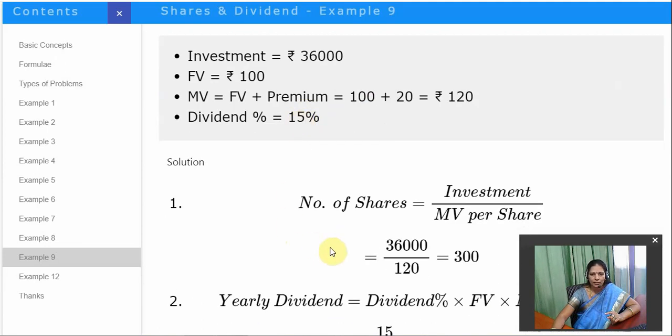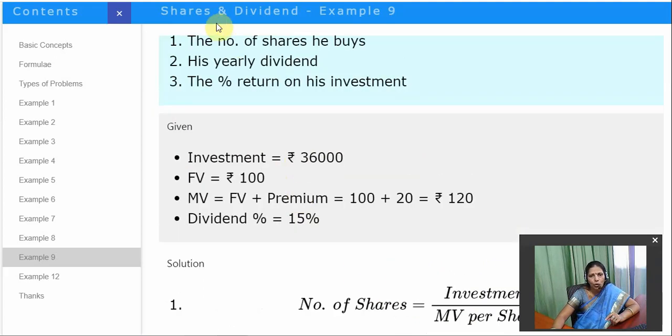Number of shares. Here I have used the formula investment by market value per share, because the investment is there, market value is there. So as I told you, based on the given data, you have to use the formula here. So just substitute all the data under this and you will be getting the number of shares as 300. Right. The first subdivision is over.